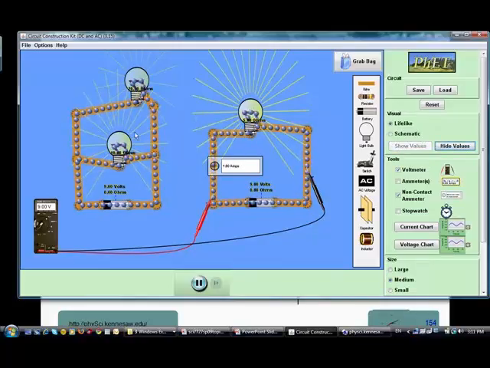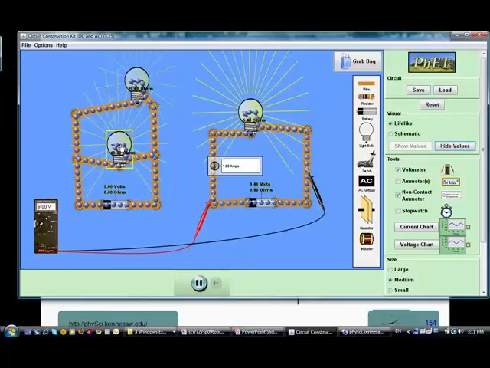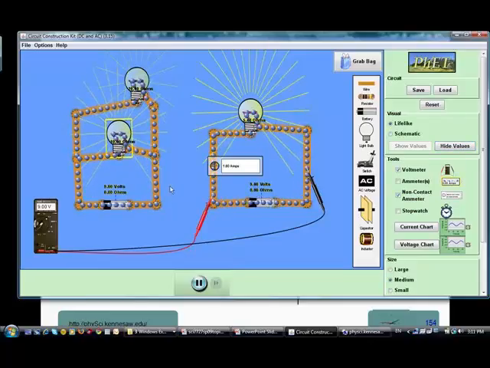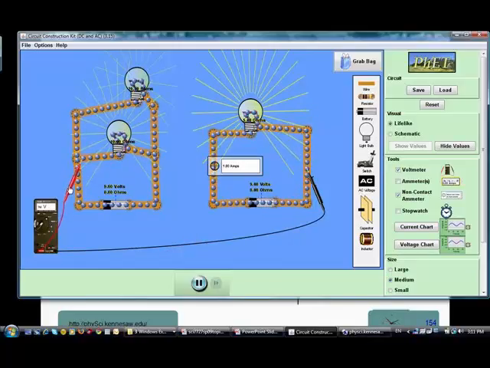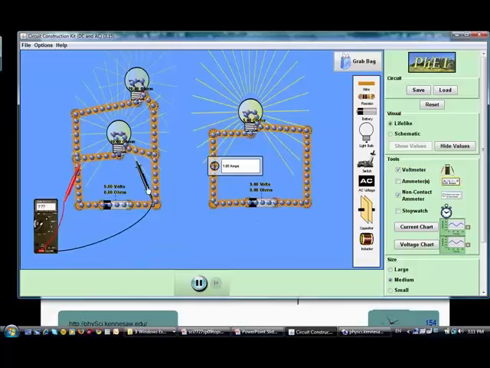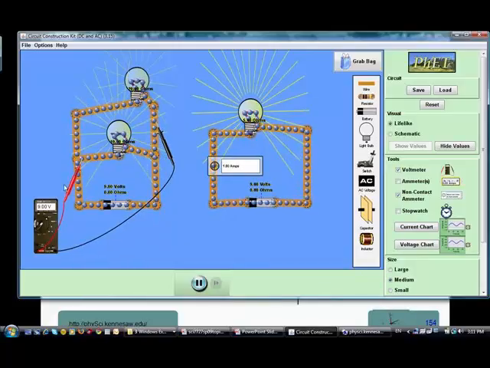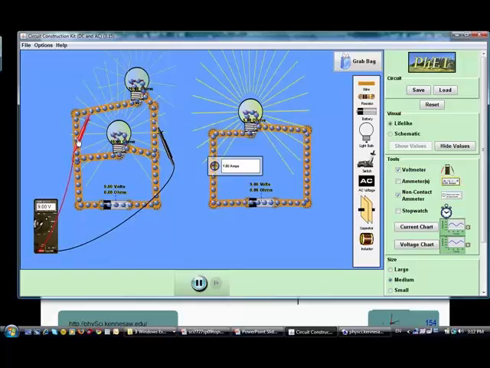So the 20 ohm resistor right now is less bright than the 10 ohm resistor. That's opposite to what we saw when we had them in series. Now let's check the voltage. Voltage across this one is 9 volts. Voltage across this one is again 9 volts.